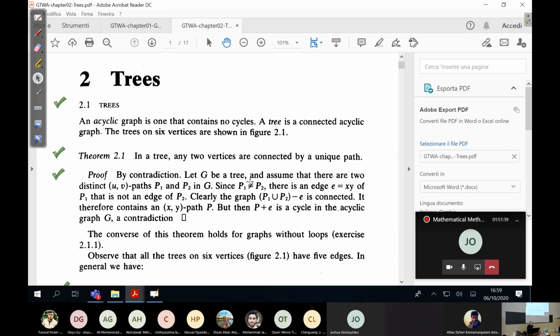What is a tree? Please always start by definitions. A tree is an acyclic graph which is connected, a connected acyclic graph. Connected we already know. Acyclic means there is no cycle in this graph. Okay? So please do start from the definition. Otherwise, we are talking about something, but we do not know what we are talking about. First of all, know what you're talking about.